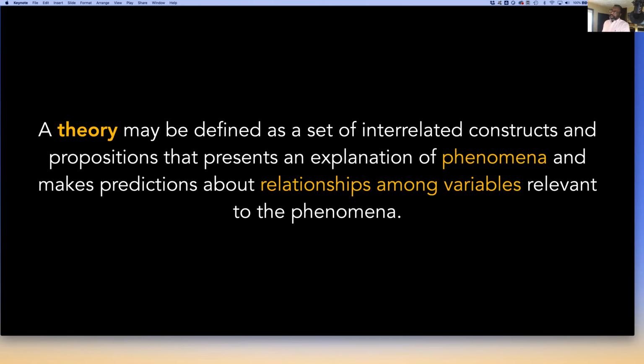A theory generally is defined as a set of interrelated constructs and propositions that presents an explanation of a phenomena that makes predictions about the relationships between variables relevant to the phenomena. That's a very, very complex way of trying to say theories explain the things that we think about in the world.